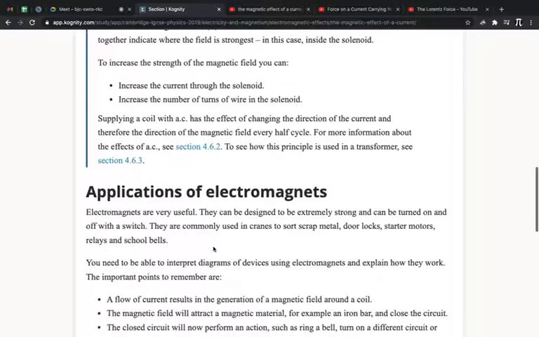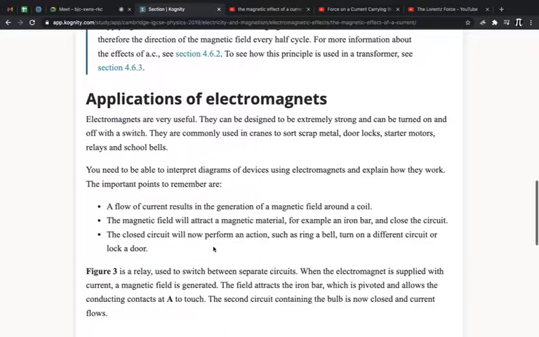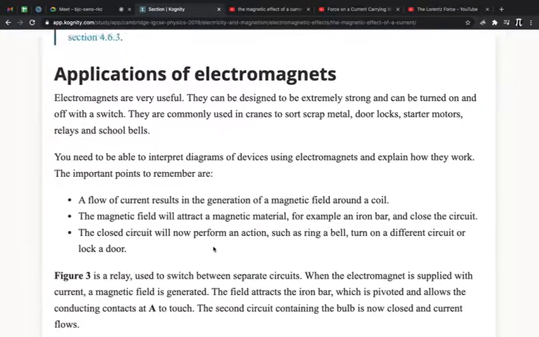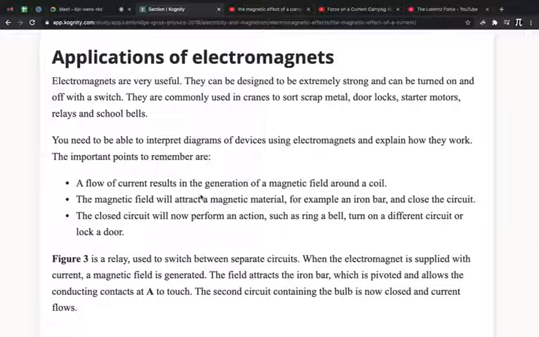Alright, applications of electromagnets. I don't know if we talked about that, but electromagnets are magnets that can be switched on and off using electricity. So I think we talked about it when we discussed car scrapyards. We discussed circuit breakers, and we discussed door locks. All of these are applications of electromagnets.